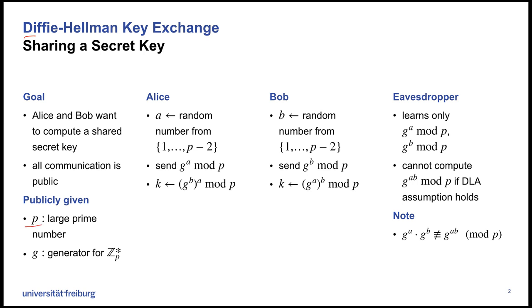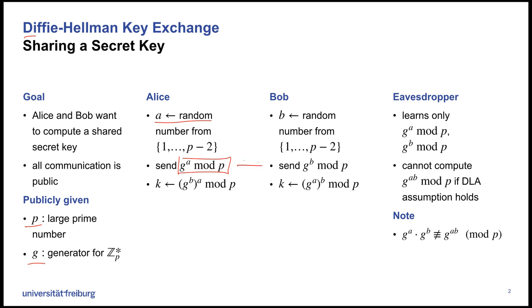We have a large prime number P and a generator G, and this is publicly known to everybody. The idea is that I want to build a secret, and the only thing I need to know is that eavesdroppers cannot learn the secret from the communication. And the other thing is that I agree on the same secret with the other party. So Alice chooses a random number a and sends G to the a modulo P, which is something we know from ElGamal and the discrete logarithm assumption, which is secure. So g^a is completely secure.